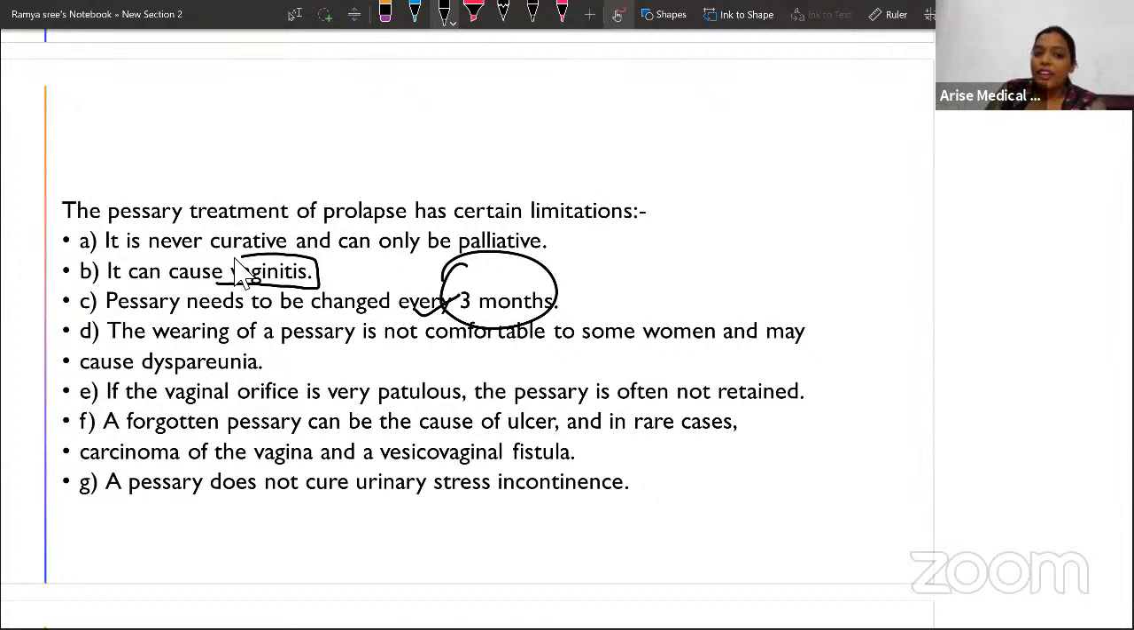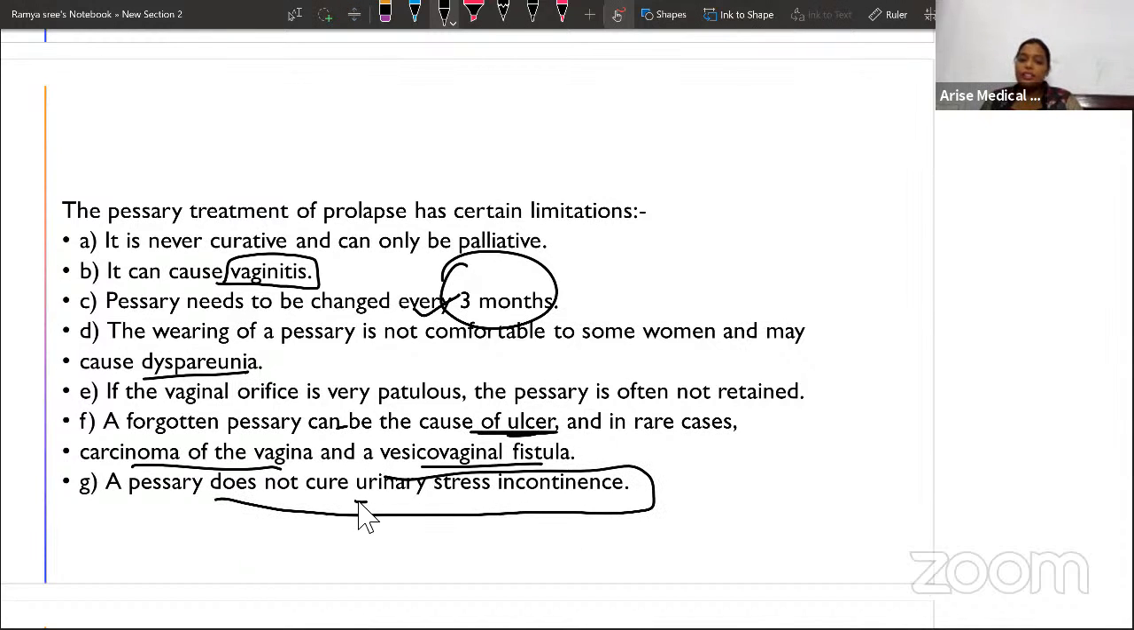It can cause infection, that is vaginitis. It can cause dyspareunia, painful coitus, right? And a forgotten pessary can lead to ulcer or carcinoma vagina, and rarely vesicovaginal fistula. It does not cure stress incontinence. There are different types of pessaries for curing stress incontinence.